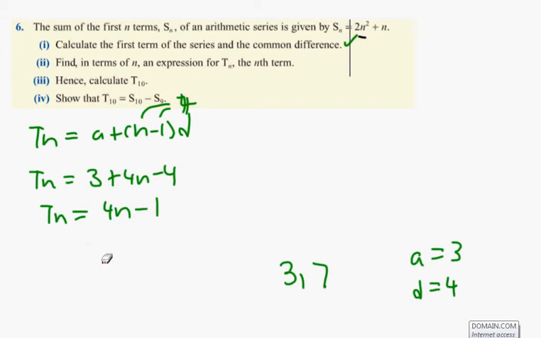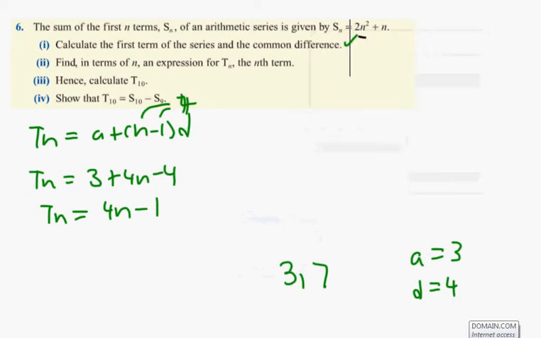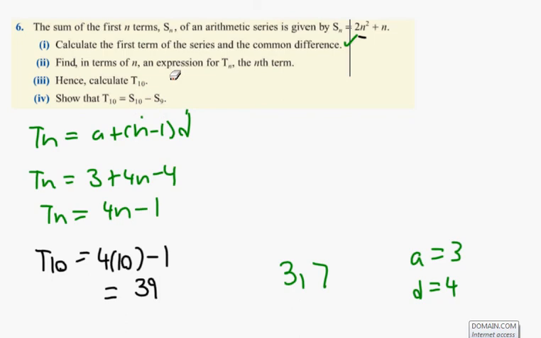Now that we know that Tn equals 4n minus 1, how do you find out what T10 is? What we get here is T10. Replace n with 10. 4 times 10 minus 1? 39. Now finally, it wants us to show that T10 is S10 minus S9.